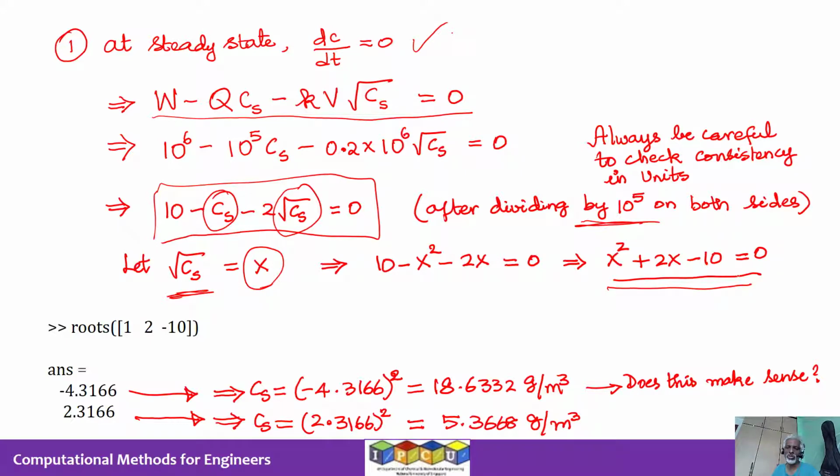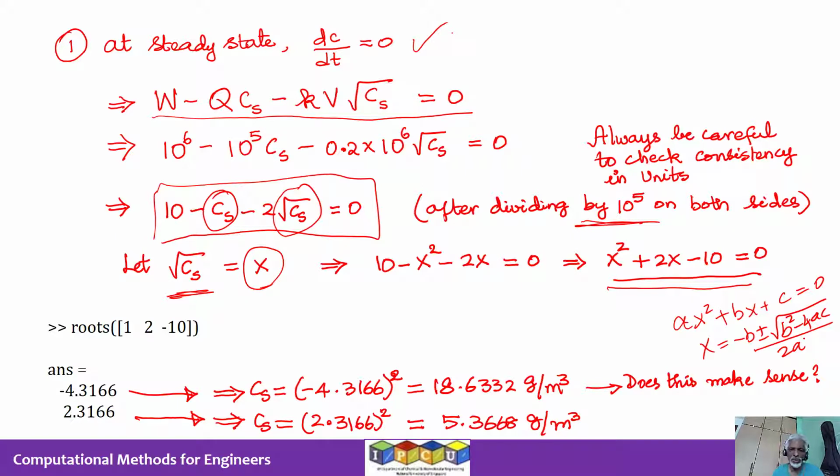Of course, you can solve the quadratic equation by hand, right? We know how to solve ax squared plus bx plus c is equal to 0. We have been taught in school that x is equal to minus b plus or minus root of b squared minus 4ac by 2a. So here a is equal to 1, b is equal to 2, and c is equal to minus 10. And therefore we can solve for the values of x. So this is how we solve it analytically. Luckily we have a quadratic equation, so we can do that.